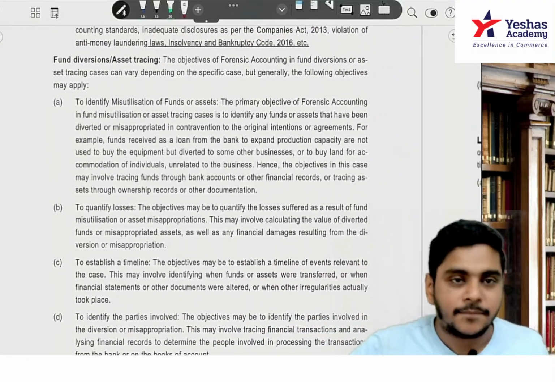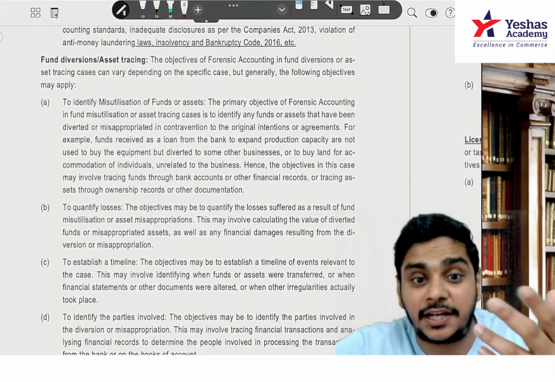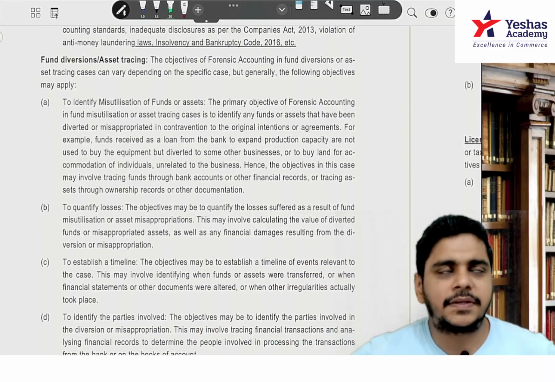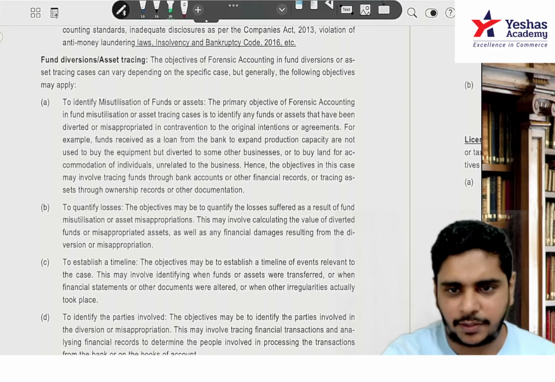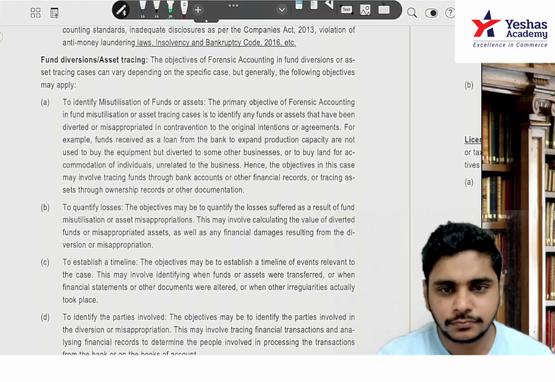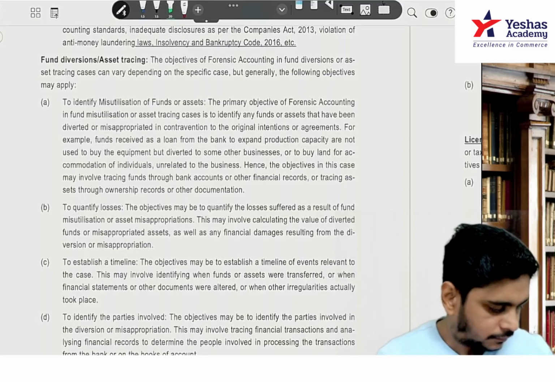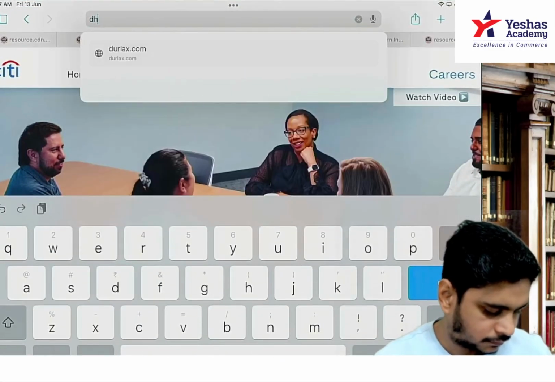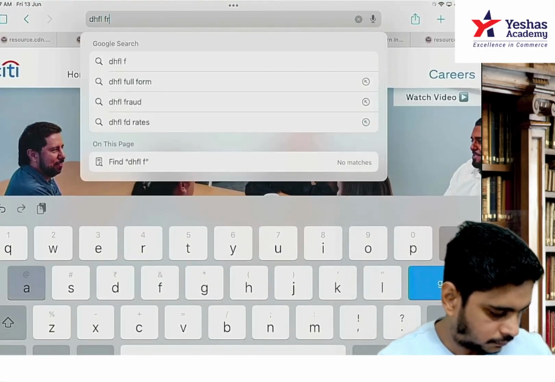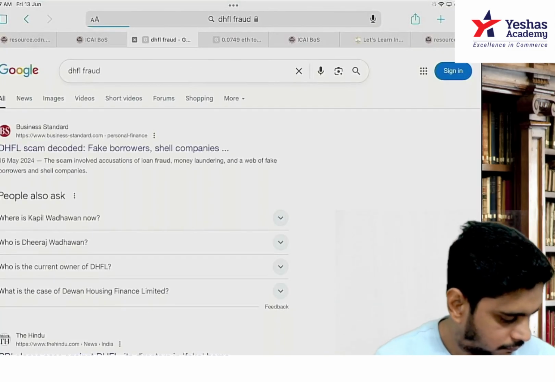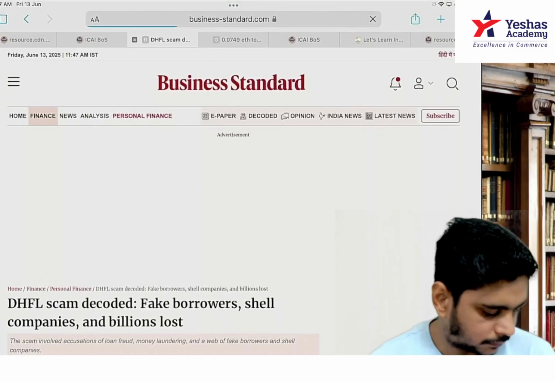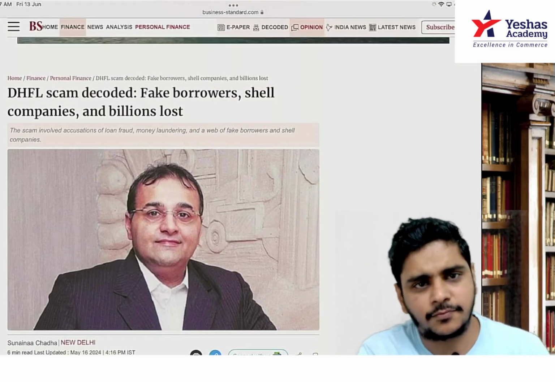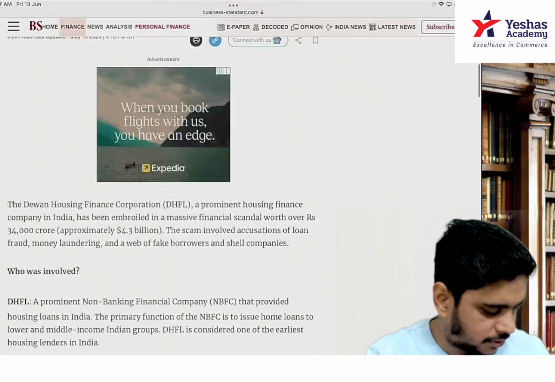Fund diversions. In recent times you must have seen the DHFL fraud. DHFL is a Bombay based company, Dewan Housing Finance Limited. It is basically an NBFC. It was an NBFC. I'll show you the fraud. So this was the DHFL scam. Fake borrowers, shell companies and billions lost.